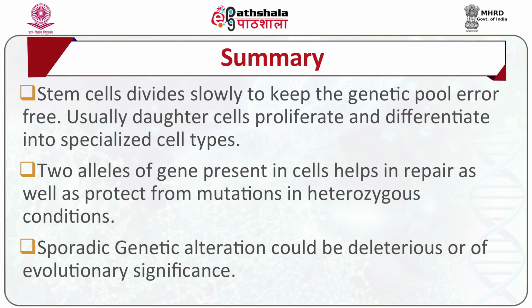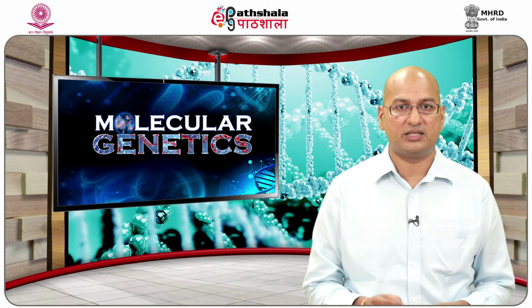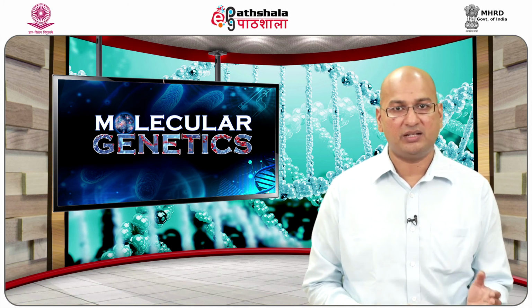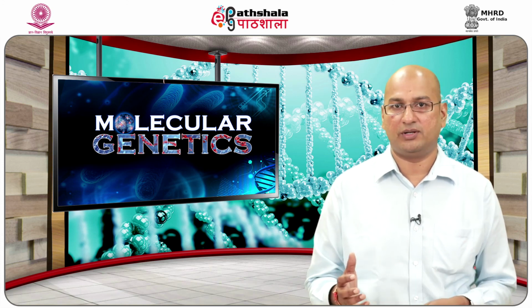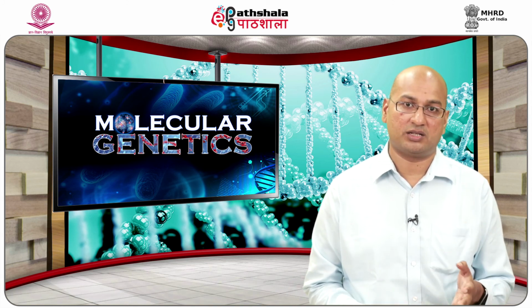Cells possess 2 alleles of a single gene, which helps cells in intrinsic repair by homologous recombination, as well as protects from mutations in heterozygous conditions. Sporadic genetic alteration could be deleterious or of evolutionary significance. In conclusion, cells have evolved a robust, complex DNA replication machinery for faithful transmission of genetic information from parent to offspring. Both pre and post replication checks during duplication of DNA maintain genetic information to a great extent.